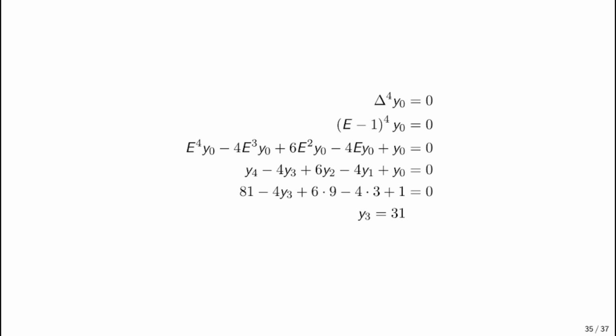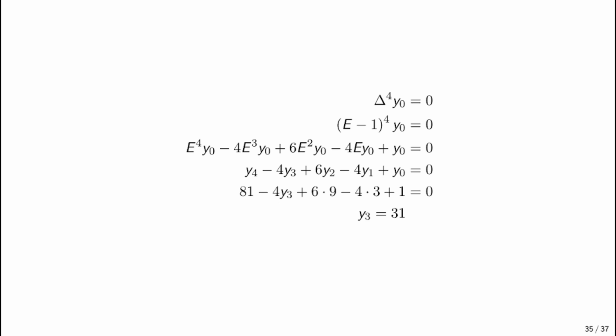(E minus 1) to the power 4 you can expand. You will get E^4 y0 minus 4 E^3 y0 plus 6 E^2 y0 minus 4 E y0 plus y0 equal to 0. Shifting operator gives E^4 y0 is y4, E^3 y0 is y3, E^2 y0 is y2, E y0 is y1.